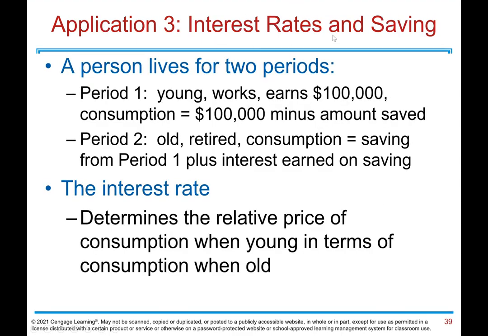Application 3, interest rates and saving. A person lives for two periods. Period 1, you're young, work, and earn $100,000. Consumption is equal to $100,000 minus the amount saved. Period 2, you're old and retired. Consumption is equal to saving from period 1 plus interest earned on savings. The interest rate determines the relative price of consumption when young in terms of consumption when old.